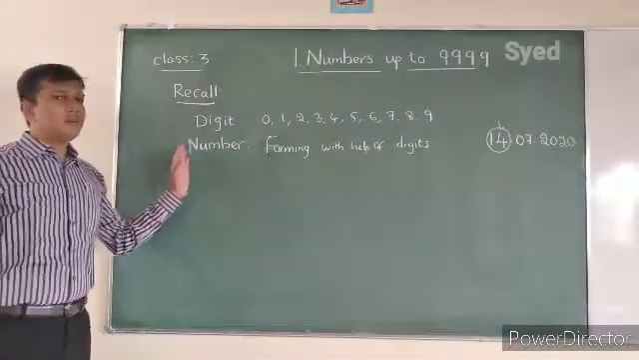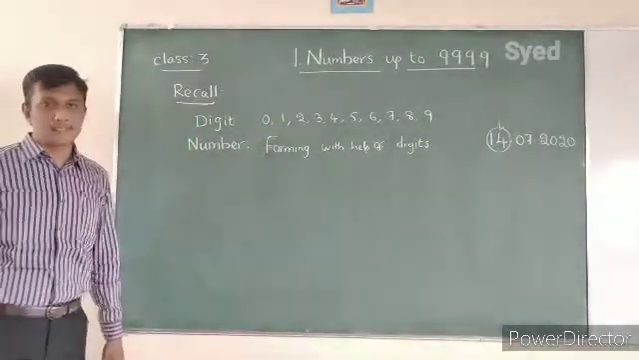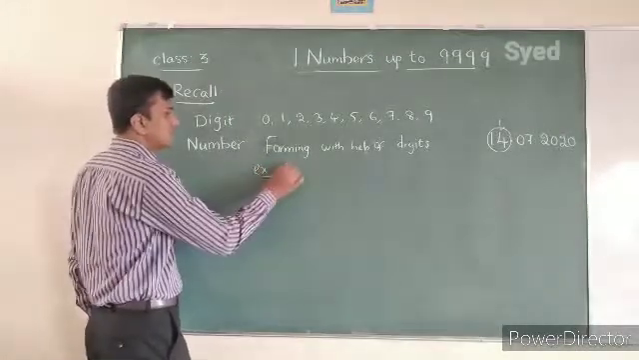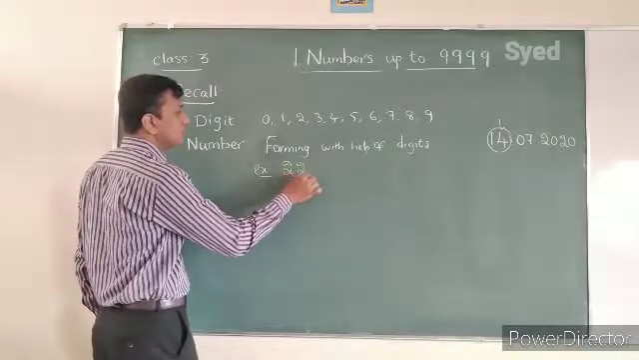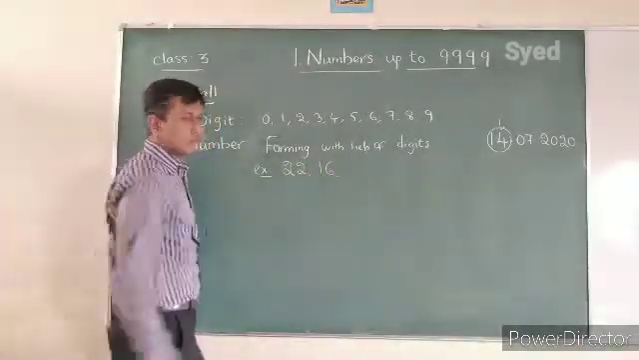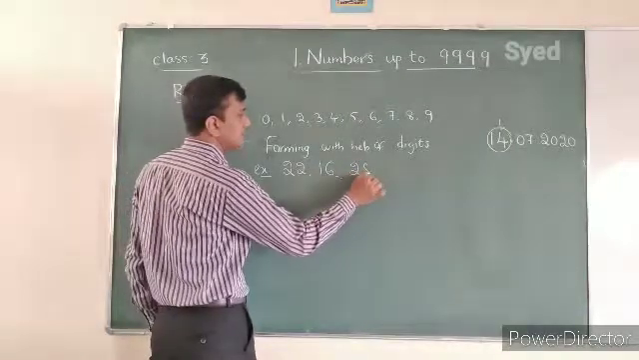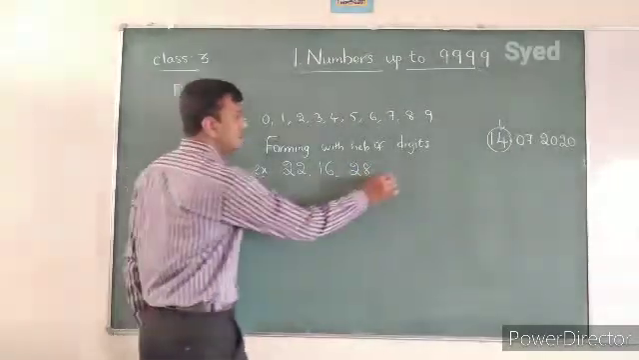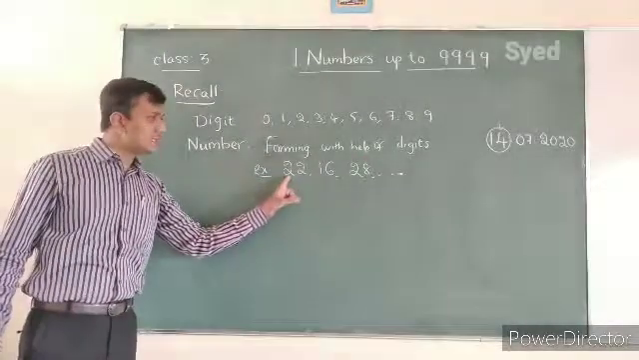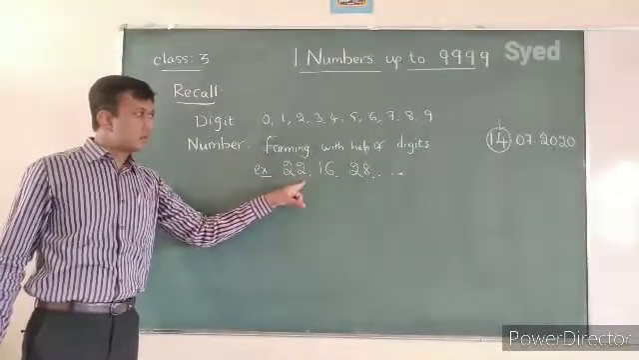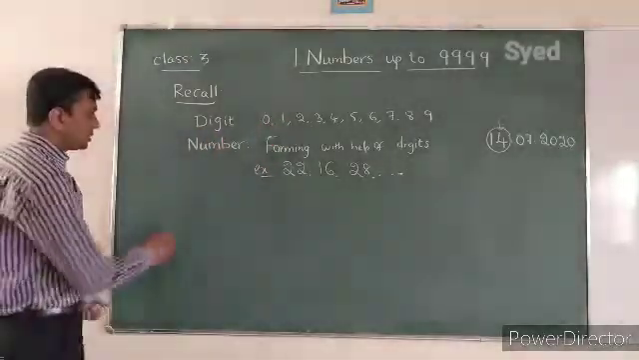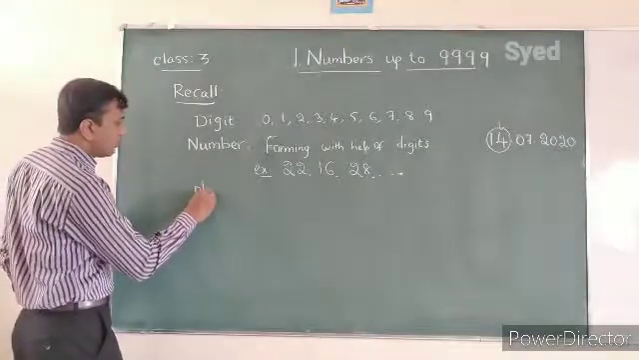Numbers are formed with the help of digits. Example, 22, 16, 28. All these are numbers. This is a combination of digits. 2 is one digit, but these digits have some place value. So that is our next topic, place value.